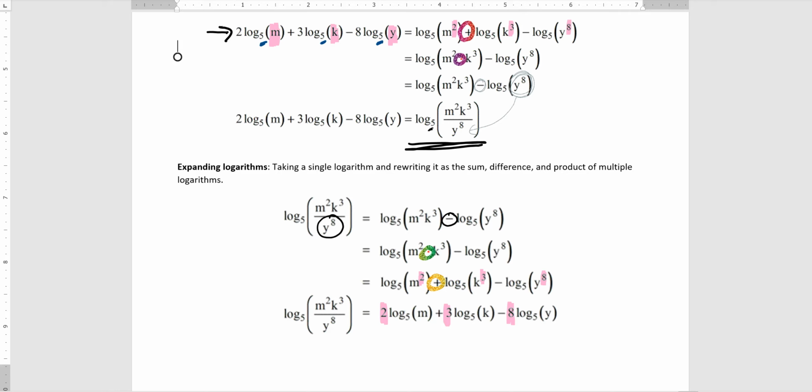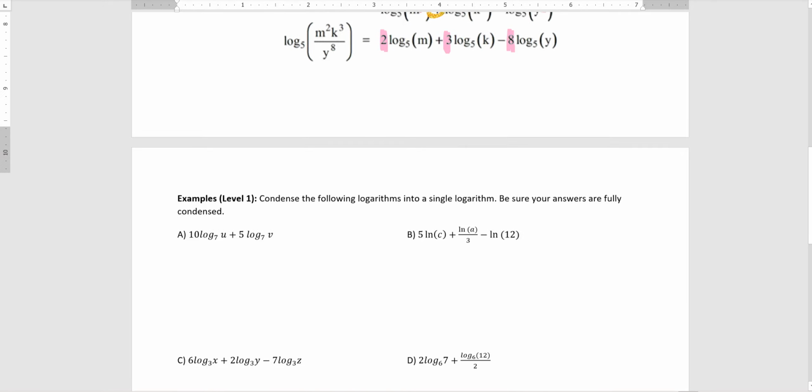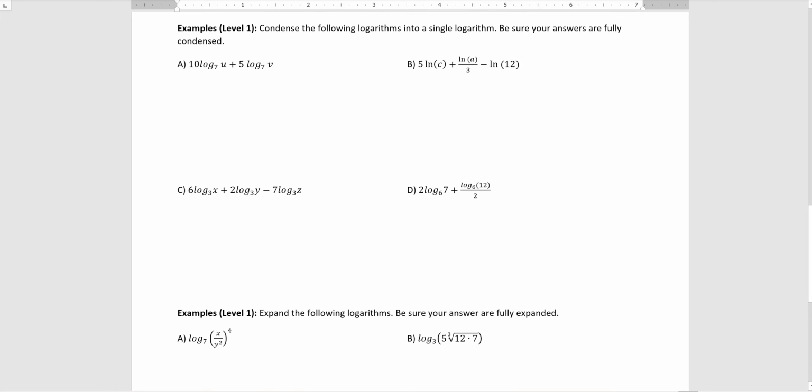If you have any questions, feel free to raise your hand at this point. I'd be happy to come over. Otherwise, let's look at a couple and do them together. Let's look at letter A here.